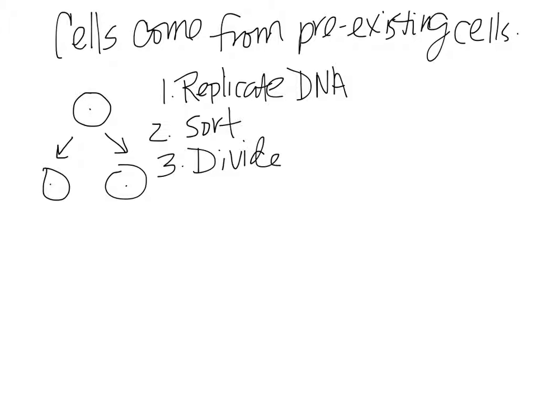So replicating the DNA we talked about before in a previous unit as well. Helicase splits the DNA apart. Primase is going to lay down the primer. DNA polymerase is going to lay down extra DNA nucleotides, ligase, we have the Okazaki fragments. So all of that stuff, we know how all of that works. So we're going to replicate our DNA so that we have two copies of it.